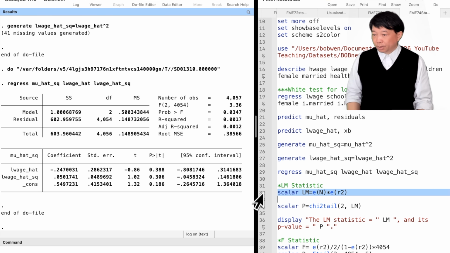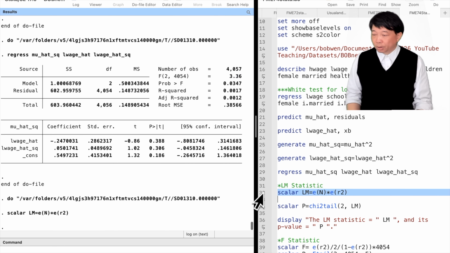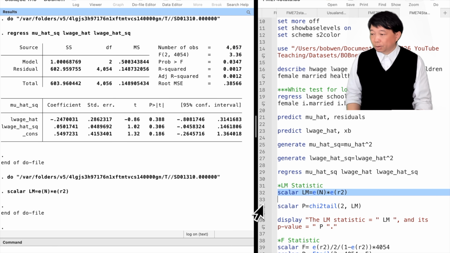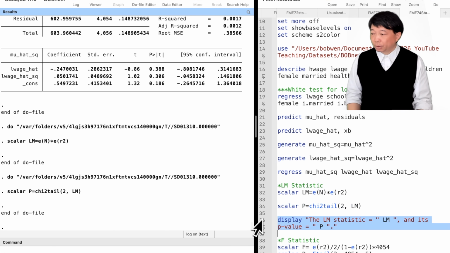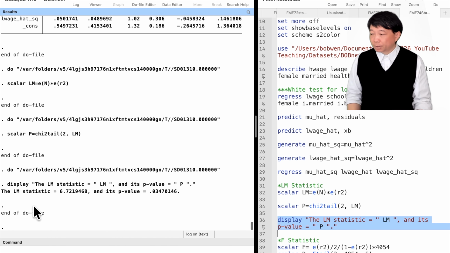The LM statistic for the null hypothesis equals the sample size times the R squared, which is 6.72. The p-value is 0.035. We reject the null hypothesis of homoskedasticity at any significance level above 3.5%.